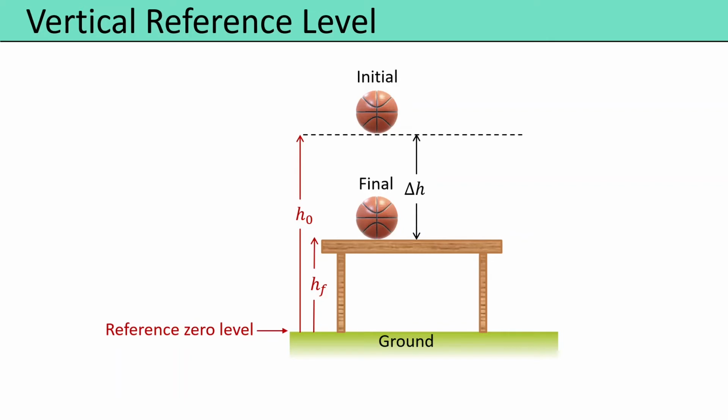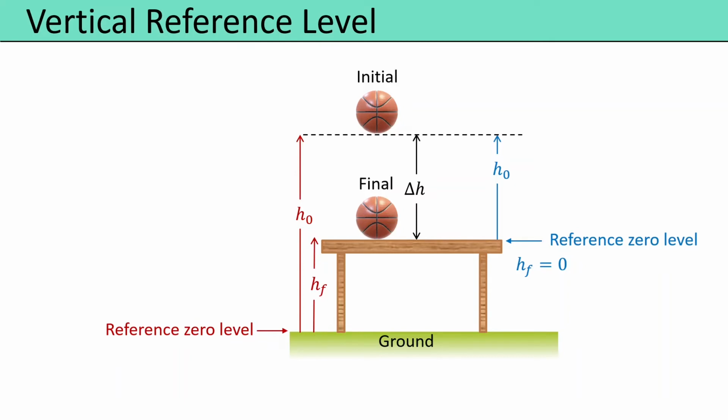Another person, however, could have taken a different reference level to measure the height. Let's say the surface of the table, and that would be a valid choice as well. So for this person, the height would be measured from the surface of the table at the initial time, and the final height of the ball would be zero because it's already at the surface of the table.